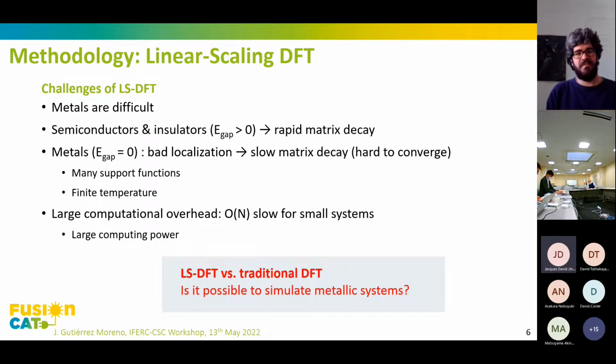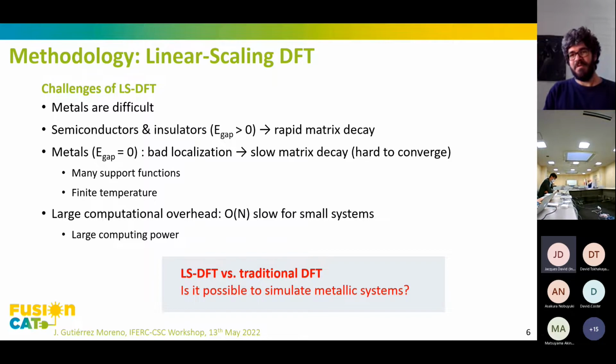And this is because when you have a finite energy gap, like in semiconductors, then the density matrix will decay rapidly because you don't have electronic states at the Fermi level. And that will help to get nicer, faster, better convergence. On the other hand, if you're working with metals, then you will have states at the Fermi level, and the electronic localization is not that obvious, not that easy. So the density matrix will decay more slowly, and these systems are very hard to converge, if not impossible.